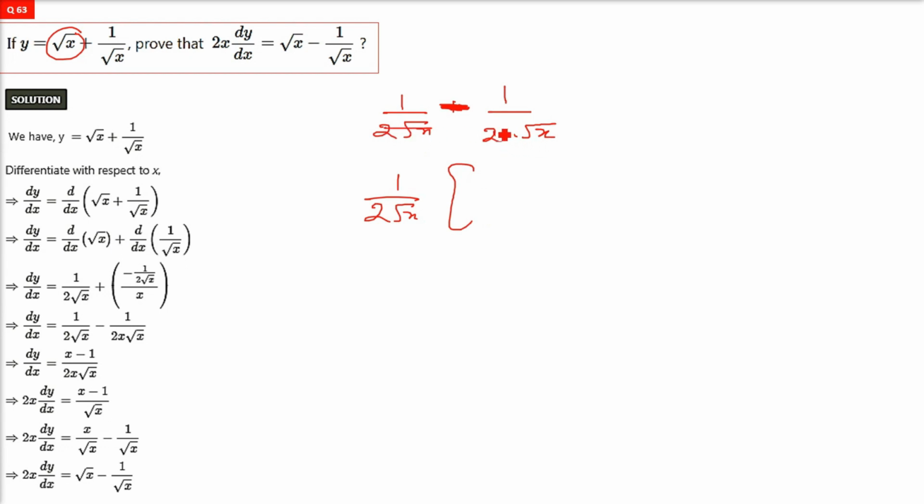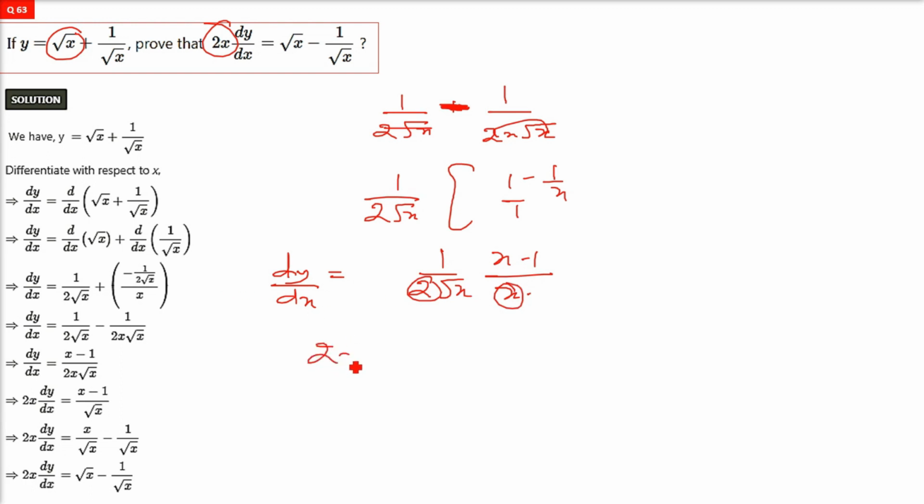So 1 by 2 root x we can take common, you get 1 minus 1 by x. So 1 minus 1 by x is x minus 1 by x. And then we have 1 by twice of under root x. Alright? So this is dy by dx. Now you need a 2x here. So you can take these 2 and this x here. So I am taking 2x dy by dx here. What is remaining? x minus 1 by under root x. So just separate it: x by under root x minus 1 by under root x.